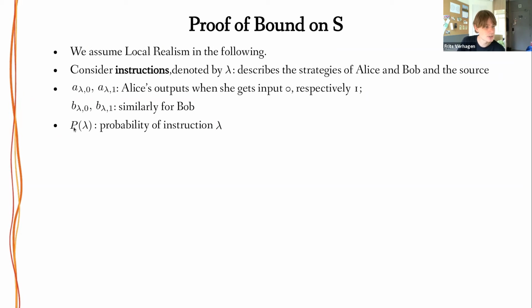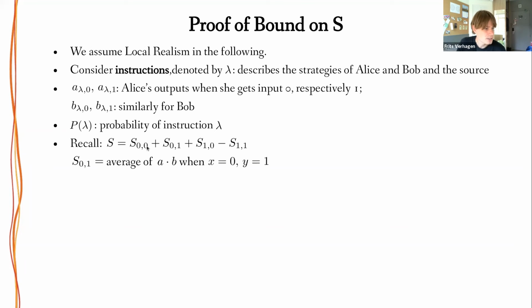So we have these instructions, and then we also have the probability of a certain instruction lambda. And this probability of lambda is like the probability that Alice and Bob choose a certain strategy in a certain round, and it also depends on what the source does and the rest of the environment.